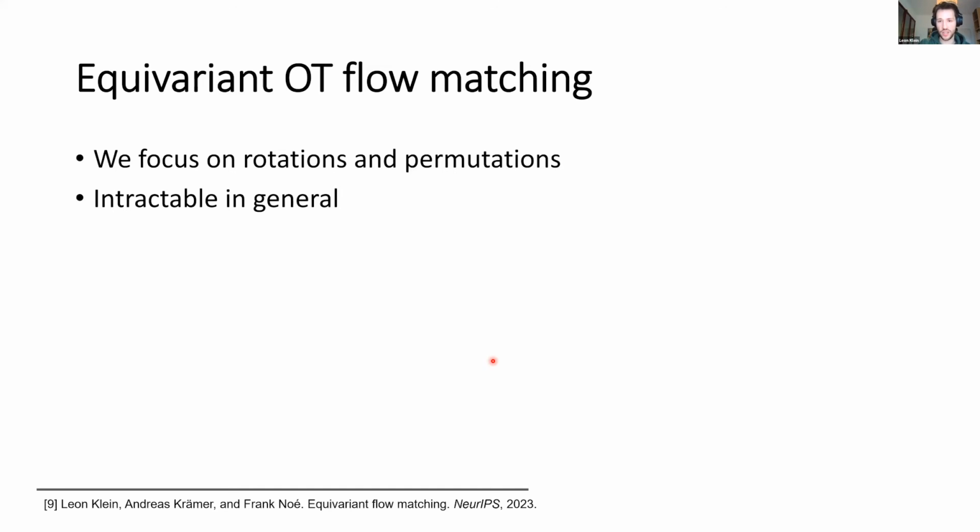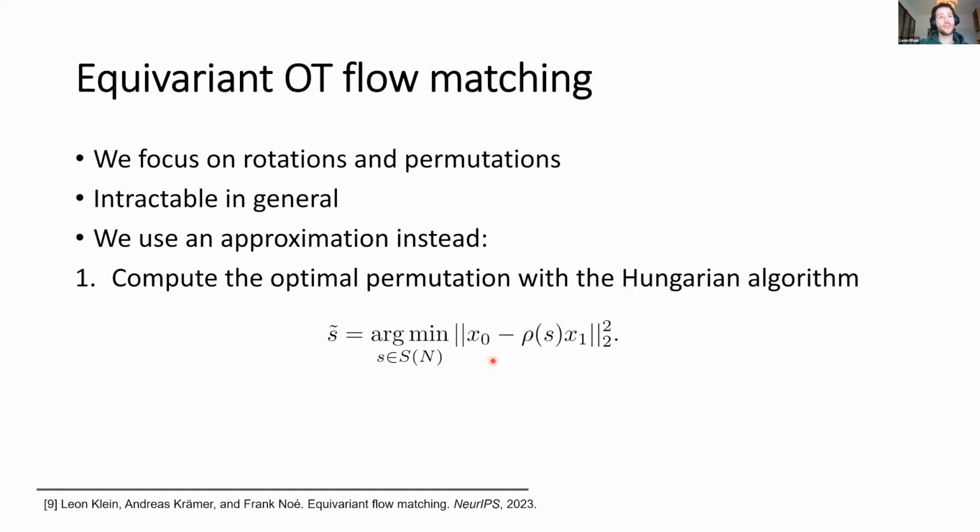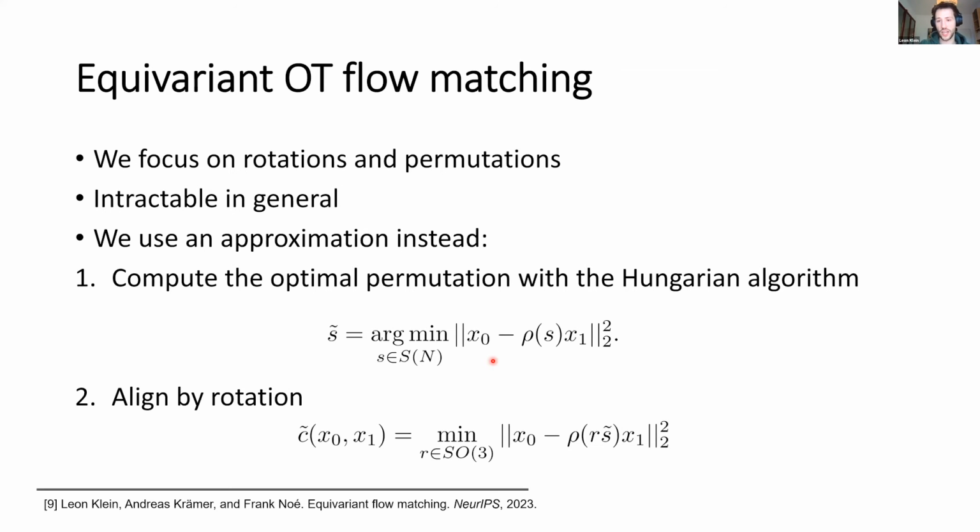The problem is the modified cost function I showed earlier is actually intractable for rotations and permutations. So what we do instead is approximate this. There are different ways to do this. One thing we tried, and this worked best in our experiments, is to first compute the optimal permutations between the prior sample and the target sample with the Hungarian algorithm, and afterwards align these samples by rotation.